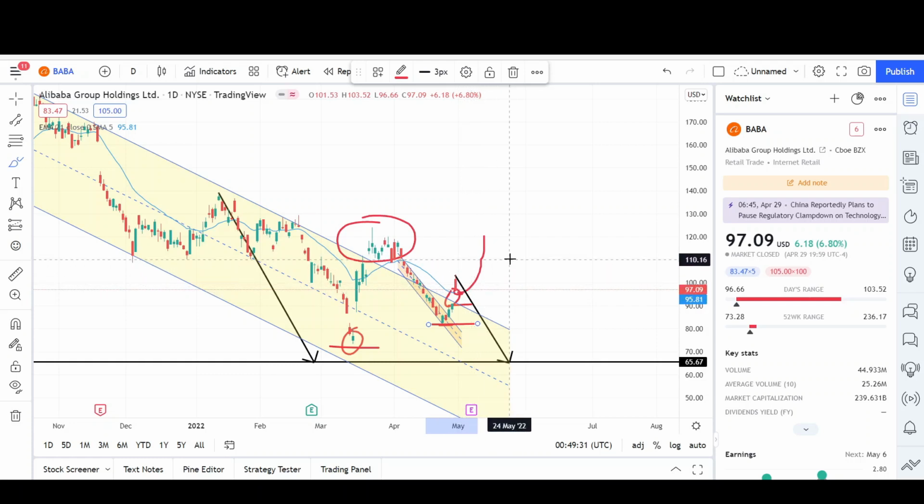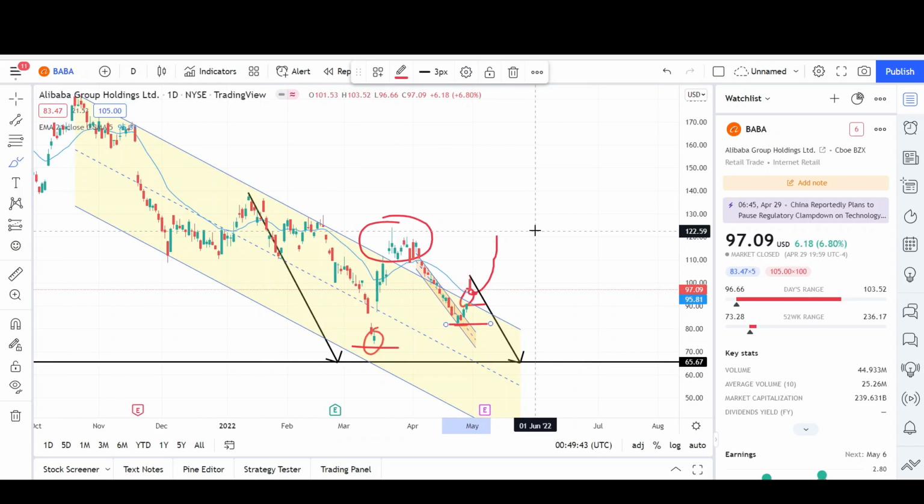If we do, we're probably going to back up to the 110 or even the 120 level. If we don't, which is more likely to occur, we're going to probably fill in the gap and make new lows of these patterns and eventually these measured moves that I have drawn out. So let's go and wrap this up on the weekly chart.